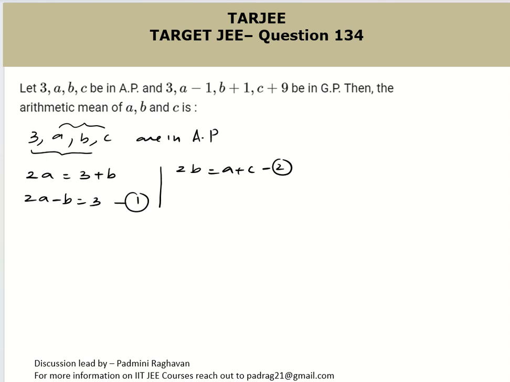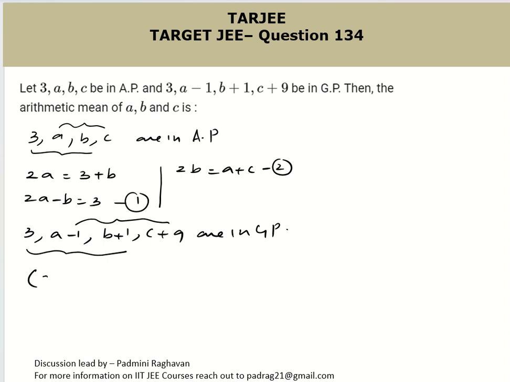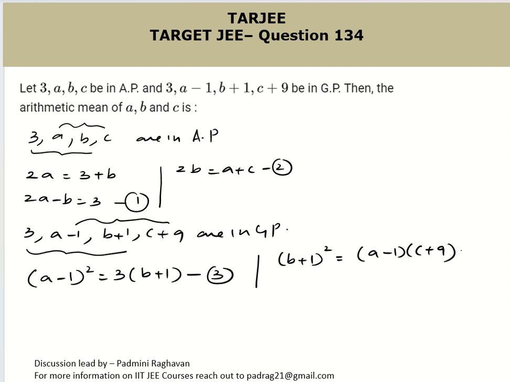Then we are given 3, a minus 1, b plus 1, c plus 9 are in GP. That means the first 3 terms are in GP, and the last 3 terms are in GP. If 3 terms are in GP, the square of the middle term is equal to the product of the first and the third. This is our relation number 3. The last 3 are in GP gives me another relation: the square of the middle term, namely b plus 1 the whole square, is equal to a minus 1 into c plus 9. So actually we have 4 relations, but there are only 3 unknowns, so we can solve them.